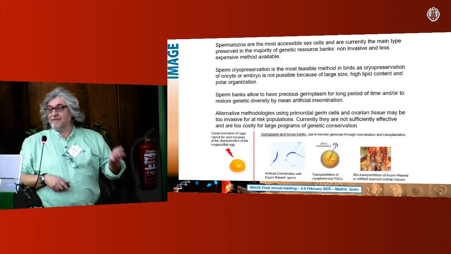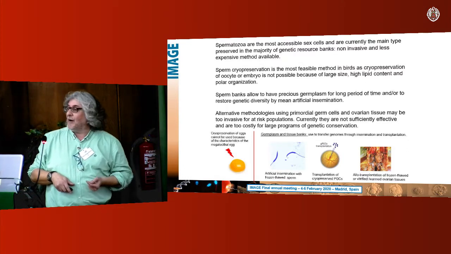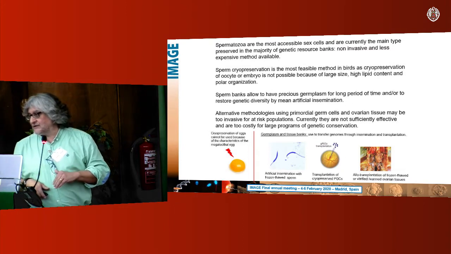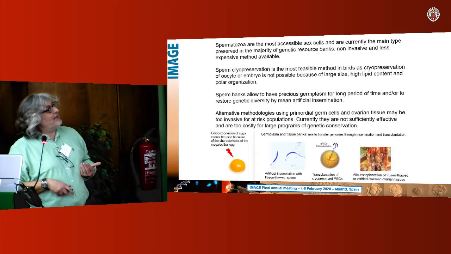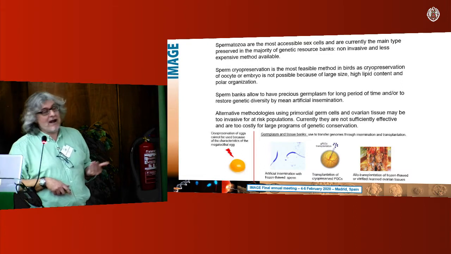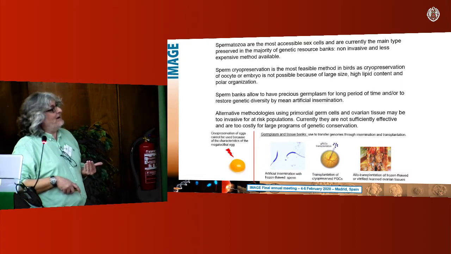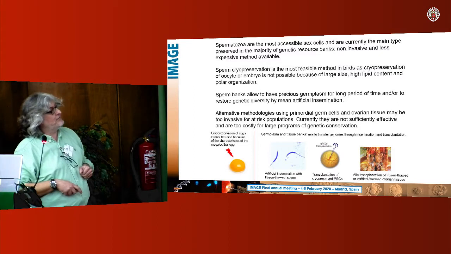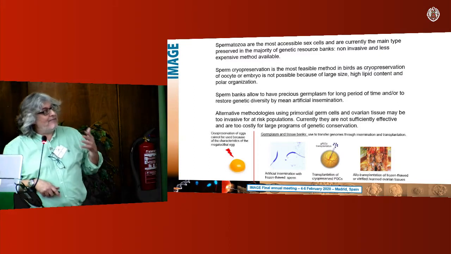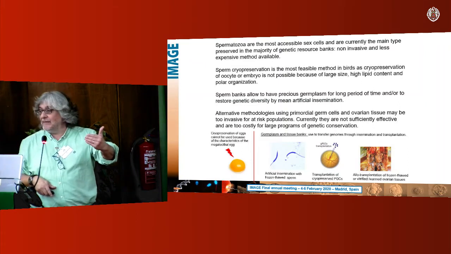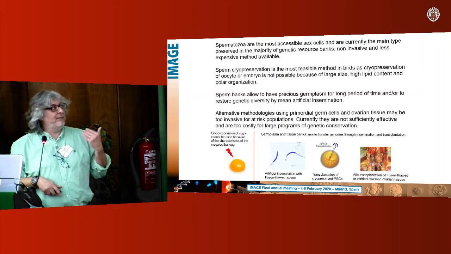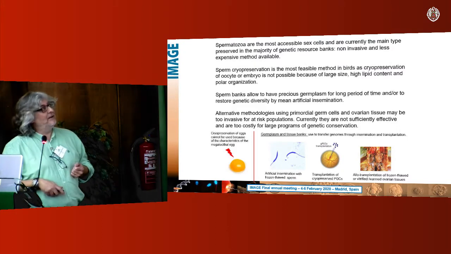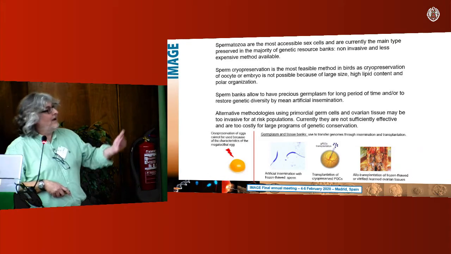So, my colleagues have talked about PGC cryopreservation, and another alternative is cryopreservation of gonads, but sperm is non-invasive and less expensive compared with the other methods. Sperm banks allow us to keep precious germplasm for a long period of time and to restore genetic diversity by artificial insemination. It is the more feasible alternative.